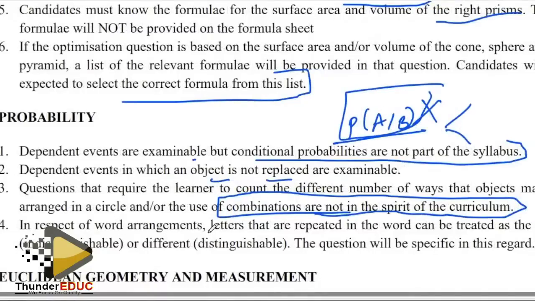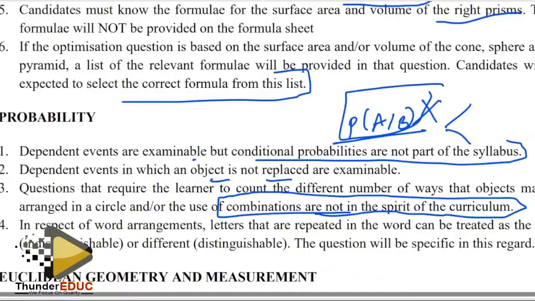Right? In respect of word arrangements, letters that are repeated in the word can be treated as the same, indistinguishable, or different, which is distinguishable. The questions will be specific in this regard. They'll tell you whether the arrangements must be kept the same or different.